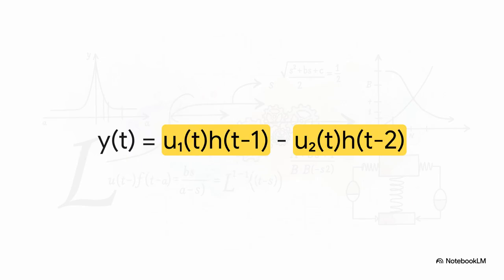Now we just apply the shifting property to both terms from our y of s equation. The first term gives us u1 of t times h of t minus 1. That's the part that turns the response on at t equals 1. The second term gives us minus u2 of t times h of t minus 2. This introduces an opposite response at t equals 2, which effectively turns the net force off. This is a brilliant illustration of how the final solution is just a superposition, a combination of these two shifted events.